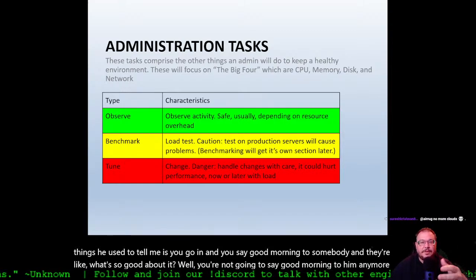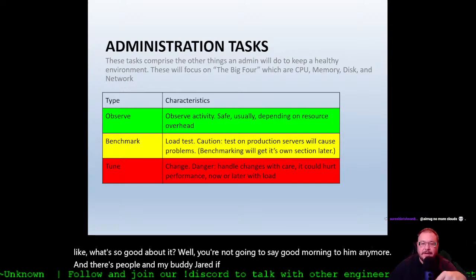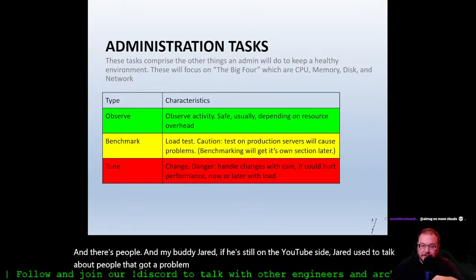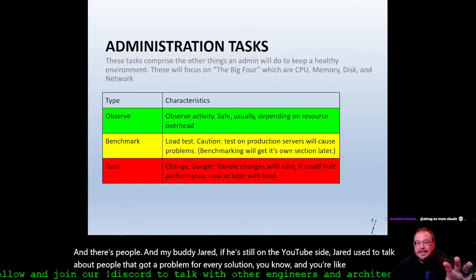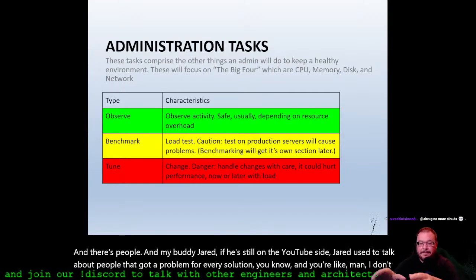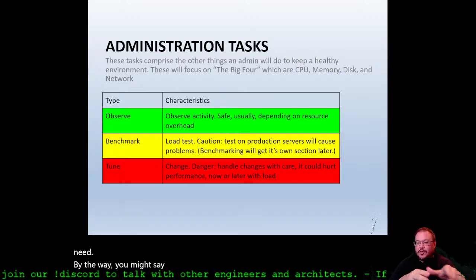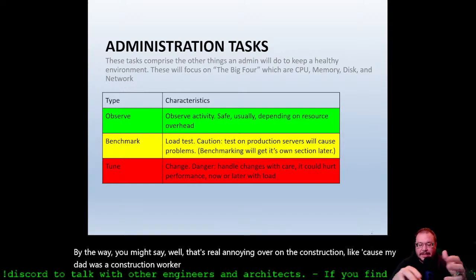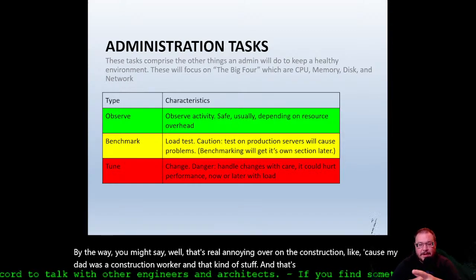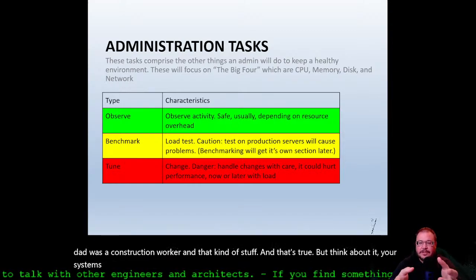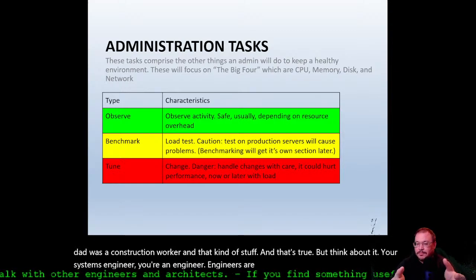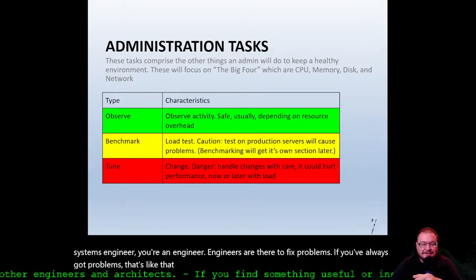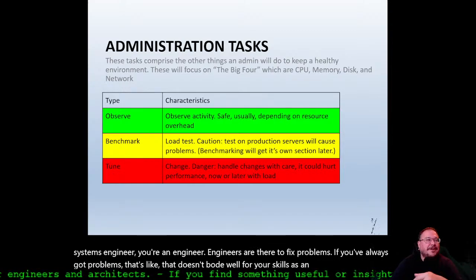And my buddy Jared, if he's still on the YouTube side, used to talk about people that have a problem for every solution. By the way, you might say that's real annoying over in construction, because my dad was a construction worker, and that's true. But think about it: you're a systems engineer. Engineers are there to fix problems. If you've always got problems, that doesn't bode well for your skills as an engineer. All right, anyways, I'll get off of that.